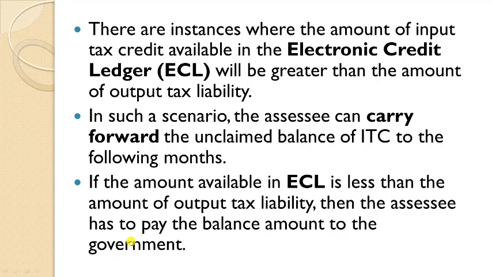Let's change the amount. Let's say output tax liability is rupees 600 and you have rupees 500 in electronic credit ledger. In such a case, you will have to first set off those 500 rupees worth of input tax credit as against rupees 600, and it is common knowledge that rupees 100 will be the remaining tax payable, or output tax liability will be rupees 100. This balance amount you will have to pay to the government.